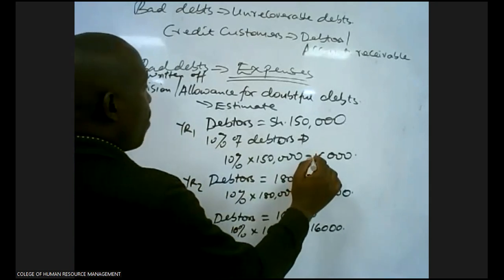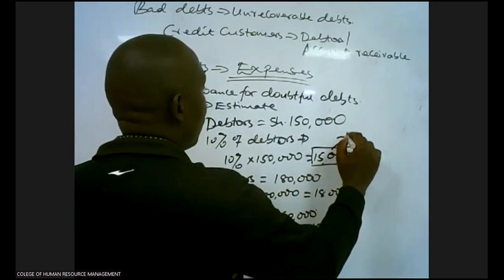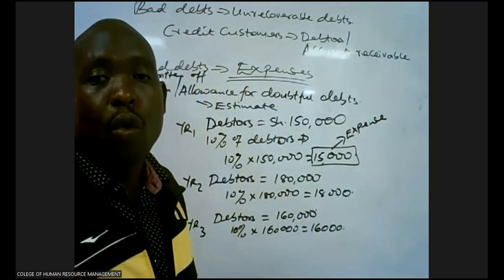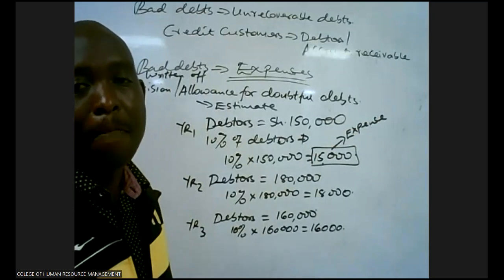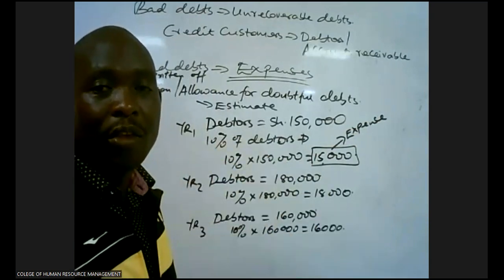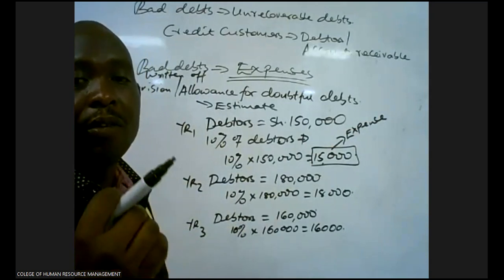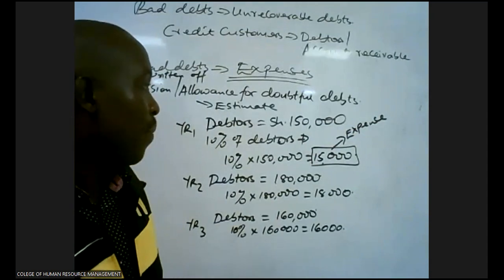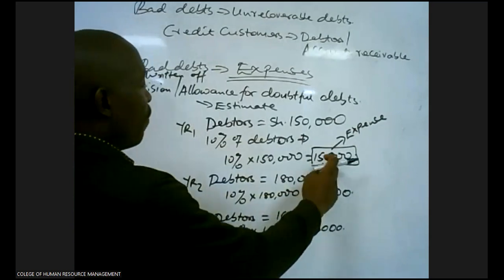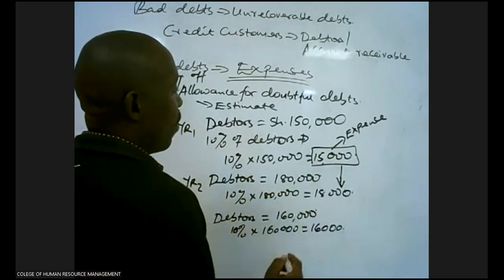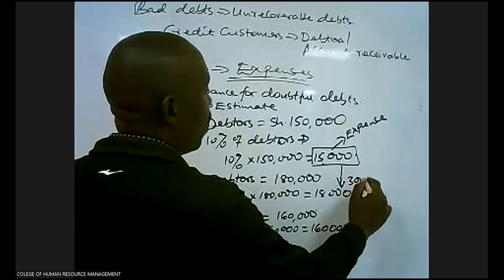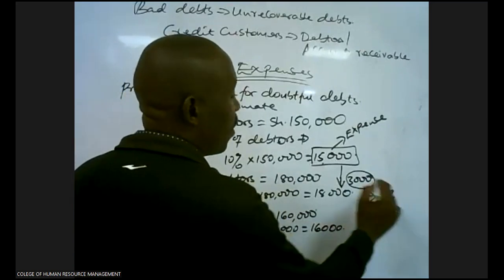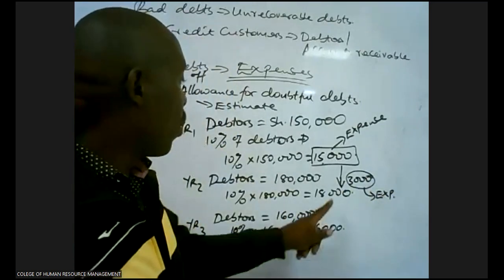When it is year 1, the whole amount, 15,000, you take it as an expense. The first time you are making the provision, the whole provision amount is an expense. Then in the subsequent years, you are going to determine whether the allowance or the provision is an increase or a decrease. That is to say, in year 2, it moved from 15,000, now it went to 18,000. So there is an increase of 3,000 here. Then the expense will be this 3,000. The 3,000 will be the expense only, not the whole 18,000.